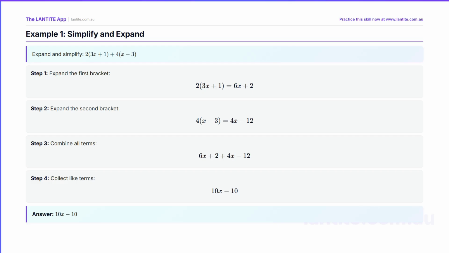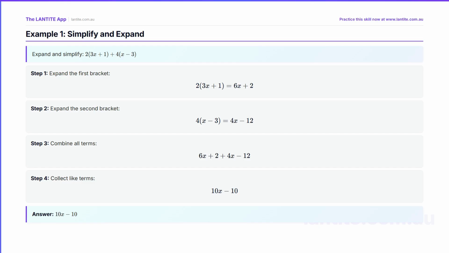Let us work through expanding and simplifying two brackets. We have 2 times the bracket 3x plus 1, plus 4 times the bracket x minus 3. Step 1. Expand the first bracket. 2 times 3x is 6x. 2 times 1 is 2. Step 2. Expand the second bracket. 4 times x is 4x. 4 times negative 3 is negative 12.